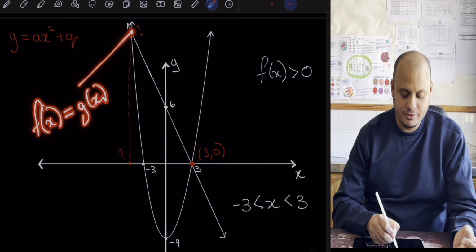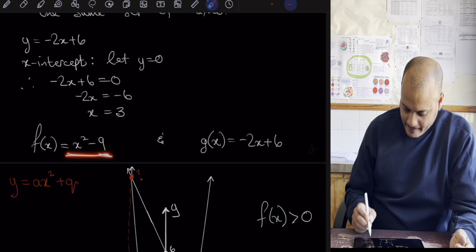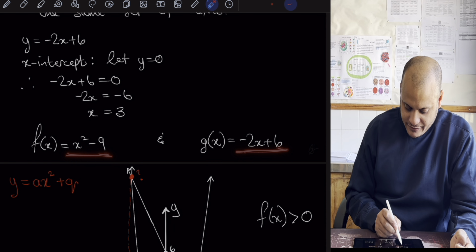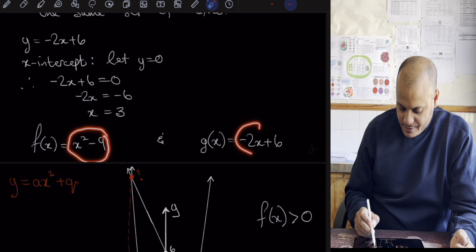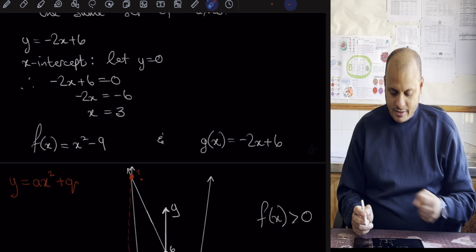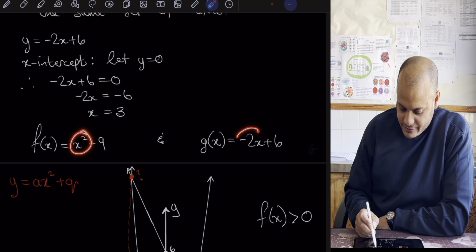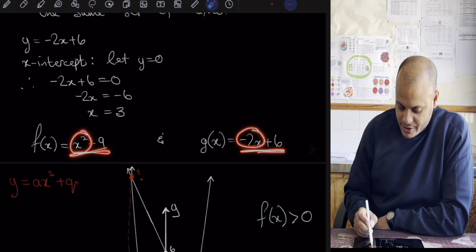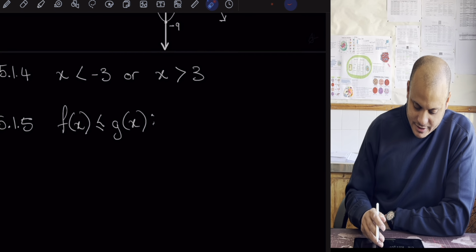In other words, my two graphs are equal. What are my two graphs? Well, it's that, and it's that. So if f of x is equal to g of x, it means that this expression here and that expression here are equal to each other. So if I put them equal to each other, I can then solve an equation for x, because if I put these two expressions equal to each other, I will only have x as my unknown. So that's what I'm going to do first here.